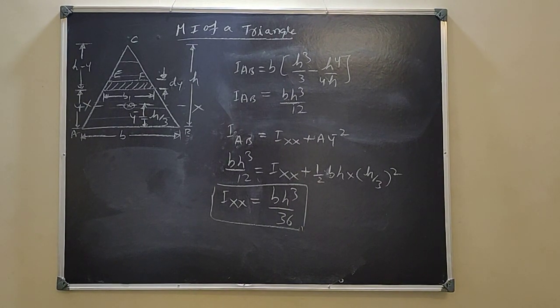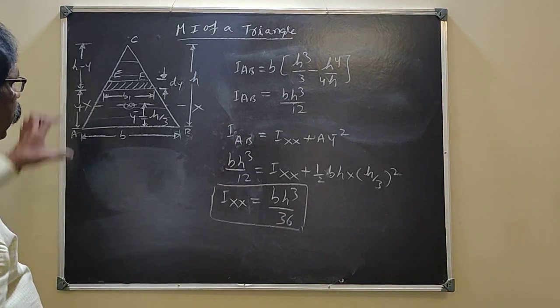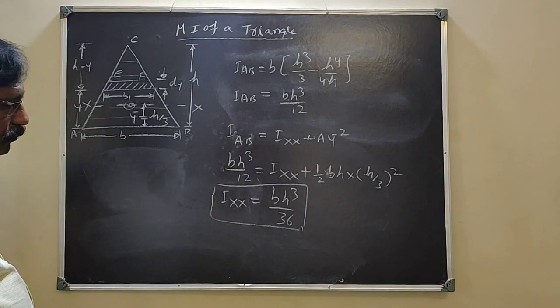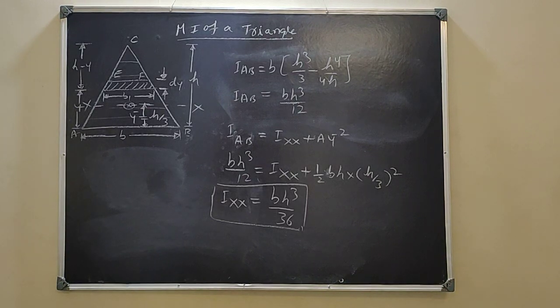So this is how one has to find out the moment of inertia of a regular figure, the triangle. That is, about its base it is equal to BH cube by 12, and about its central axis BH cube by 36.